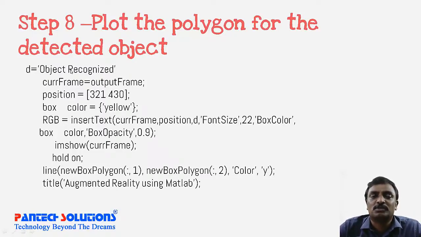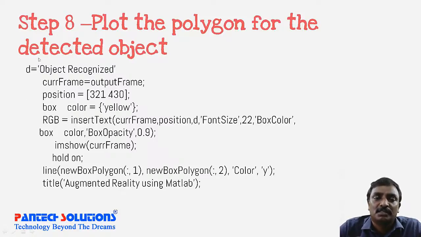I am going to just display object recognized on the output frame. Insert text is like you have to take the current frame and insert the current frame on this position. The position is 321 to 430 and the color will be yellow, and this is the title of the image, and line will draw the box polygon on the image.